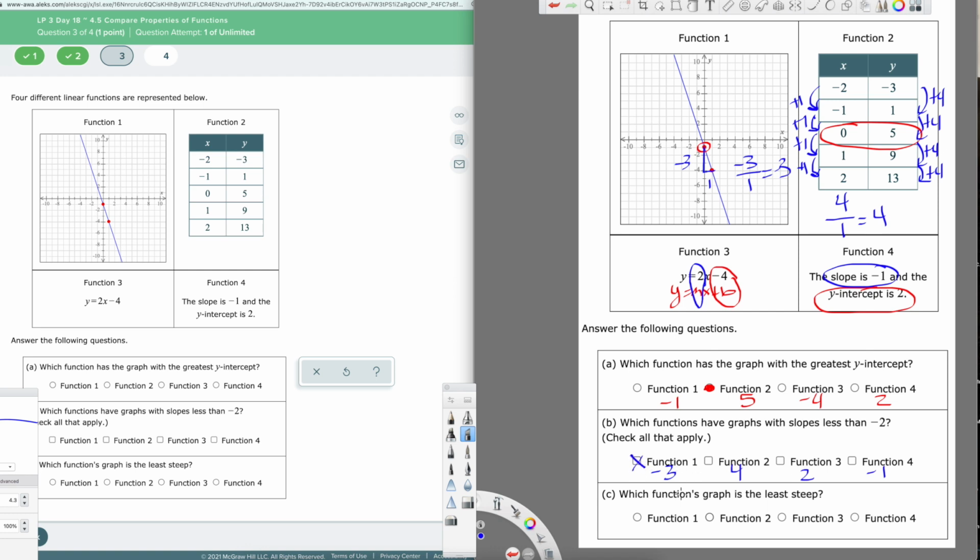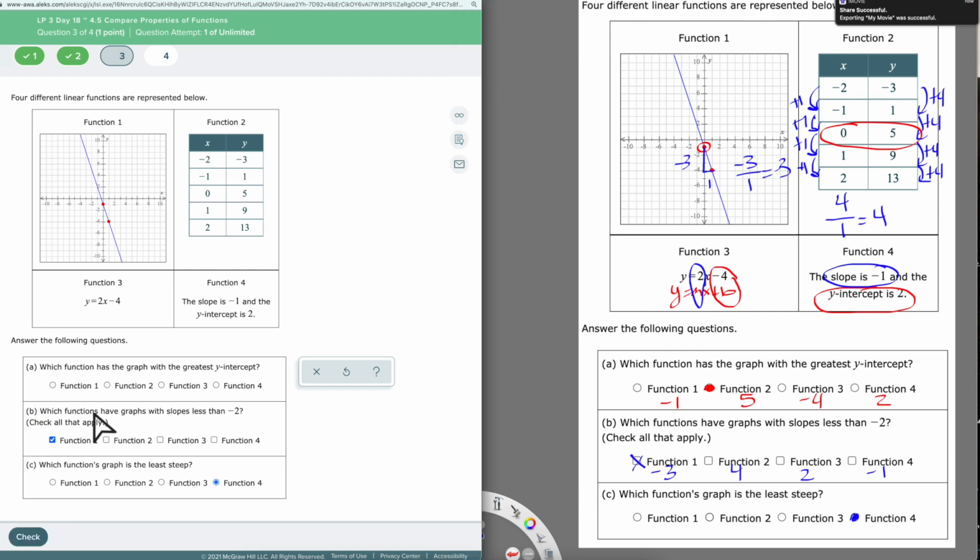And then which function's graph is the least steep? Since they're all integers, meaning that the run is 1 for each one, if it's the least steep, then I'm looking for the one that's either going up or down the slowest. So I'm looking for the number that's closest to 0. And function number 4 has a number that's definitely closest to 0 there. So this would be function number 4. All right, so let's go ahead and click these. Boom, and then it was function number 2. Check.